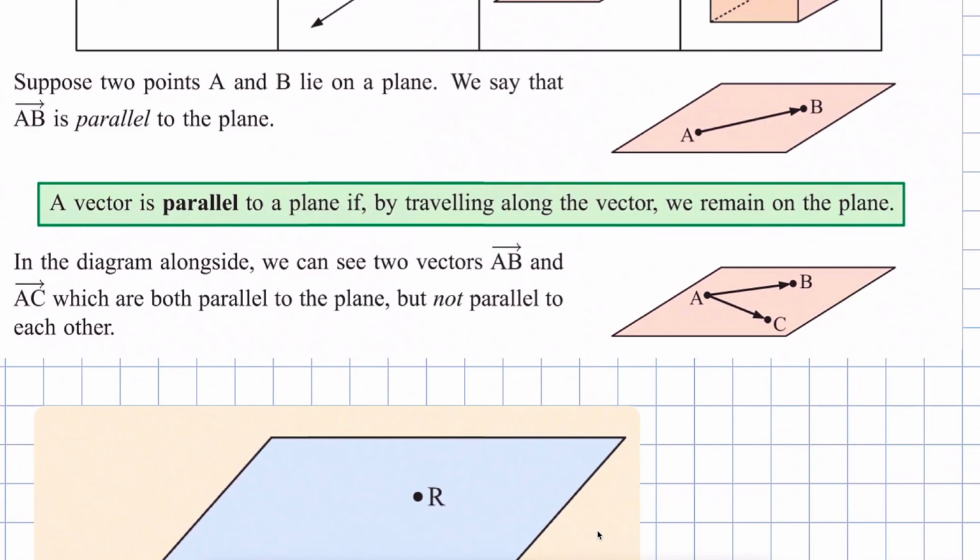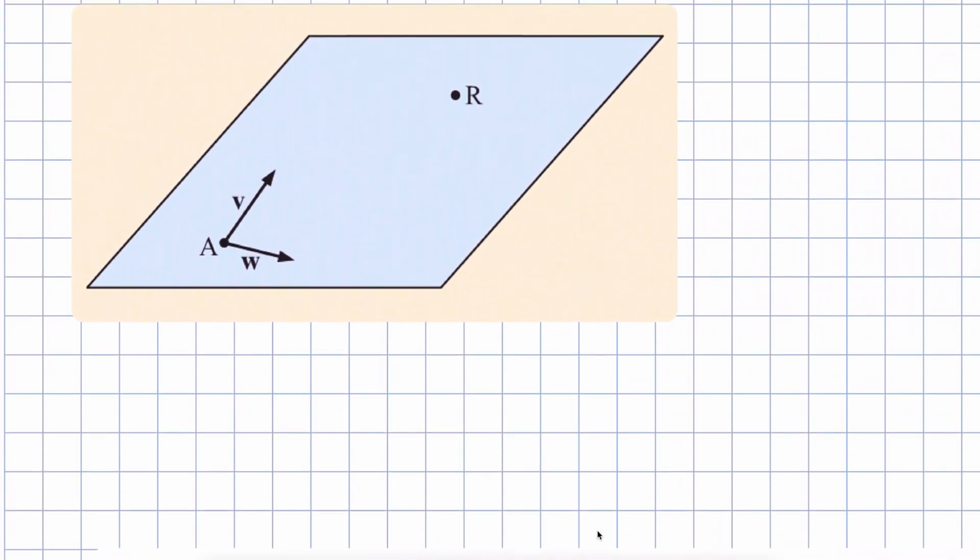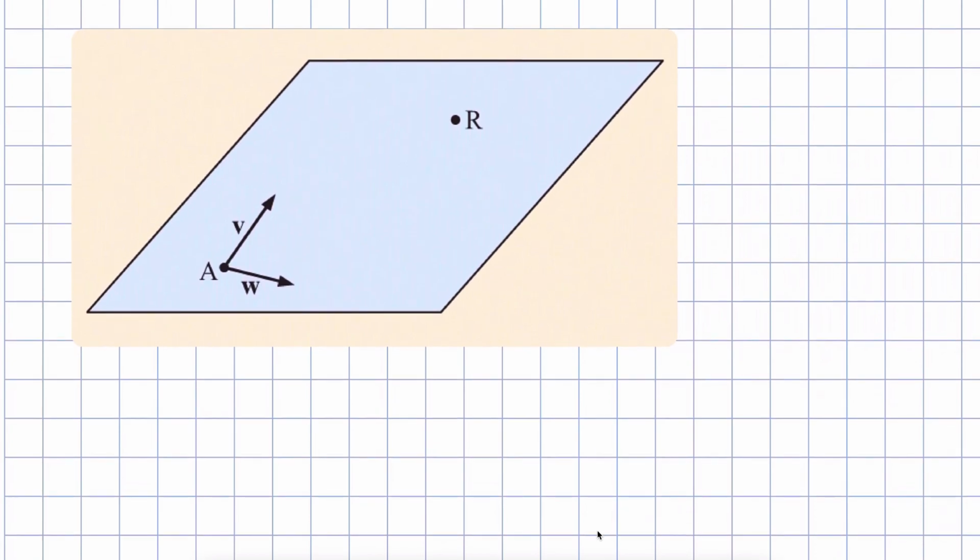Now, if we look at this diagram here, this is just a plane in space, the blue plane there, and you can see there's 2 points A and R that are on that plane. We've got 2 vectors, V and W, that are drawn. Now, they're not a vector that goes from A to R. Okay, they're just 2 vectors that are on the plane and they're not parallel to each other. So V and W are parallel to the plane.